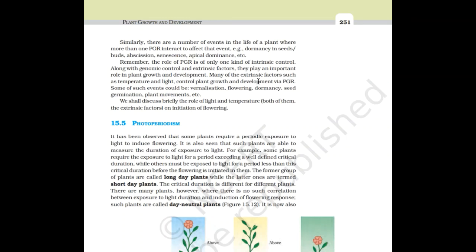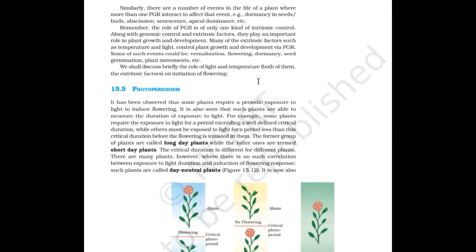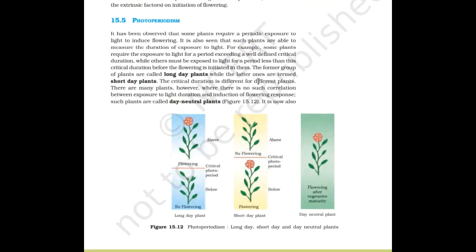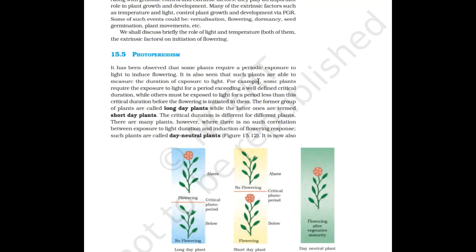Many of the extrinsic factors such as temperature and light control plant growth and development by plant growth regulators. Some of such events could be vernalization, flowering, dormancy, seed germination, plant movement, etc. We shall discuss briefly the role of light and temperature, both of them extrinsic factors, on initiation of flowering. Let us see photoperiodism.